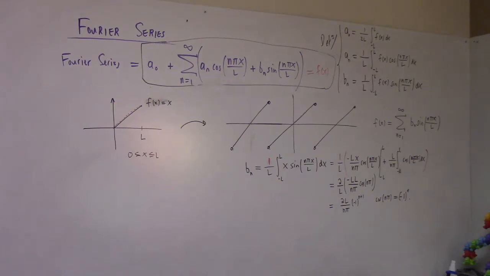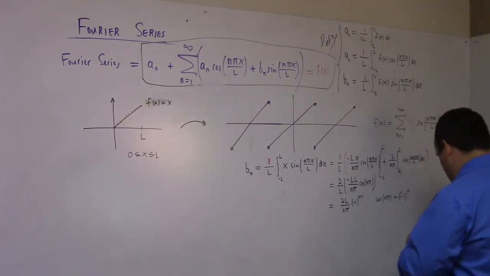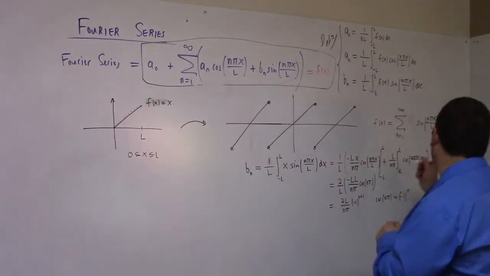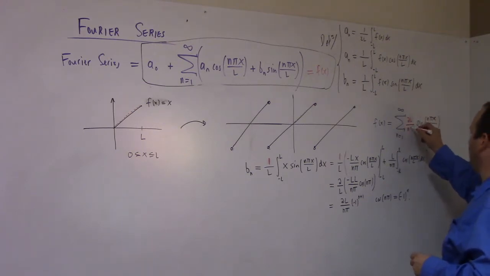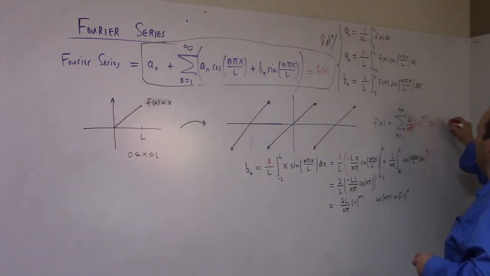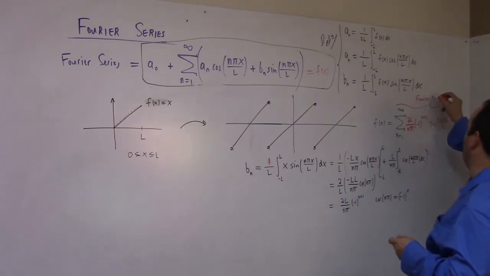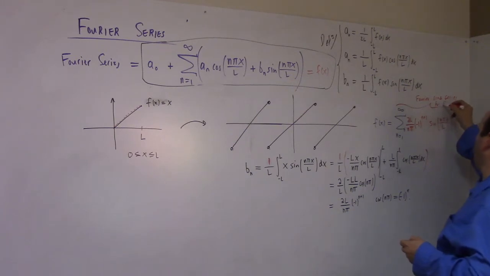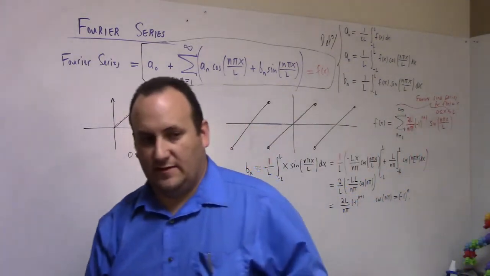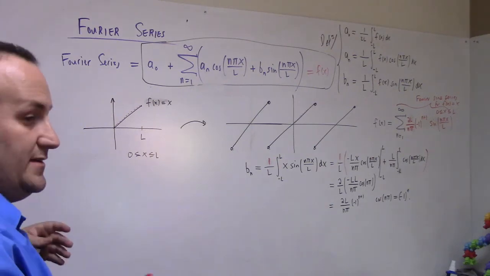So after this little song and dance, we figured out we can erase that b sub n and replace it with a much more specific 2L over n pi times minus 1 to the n plus 1, and then again sine of n pi x over L. This is the so-called Fourier sine series for f of x equal x on 0 less than or equal to x less than or equal to L. It is also the Fourier series of the odd extension of x from minus L to L. And then it repeats over and over again.